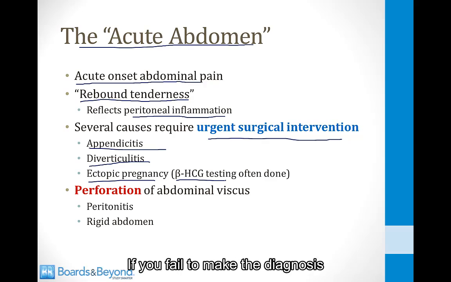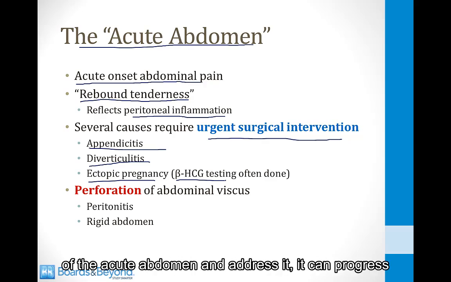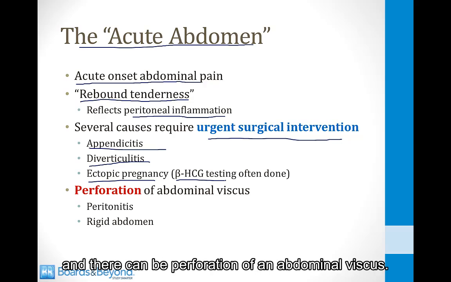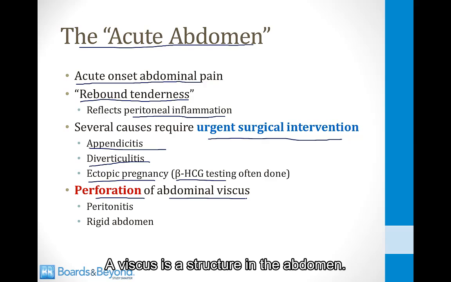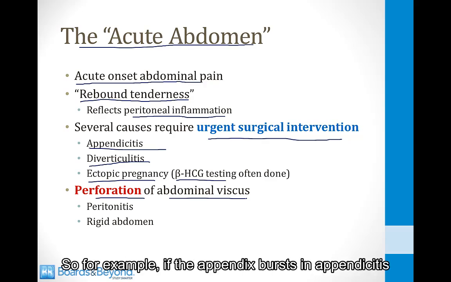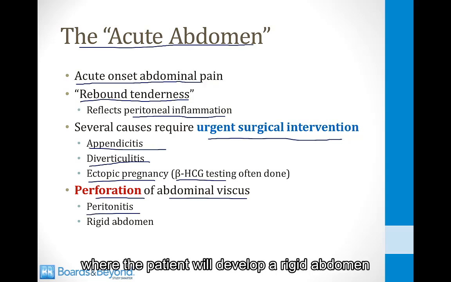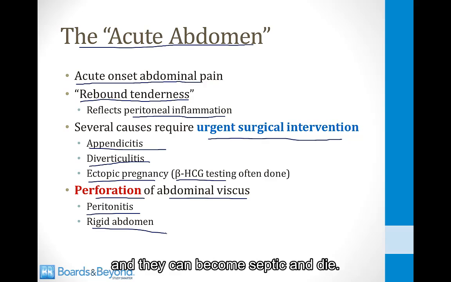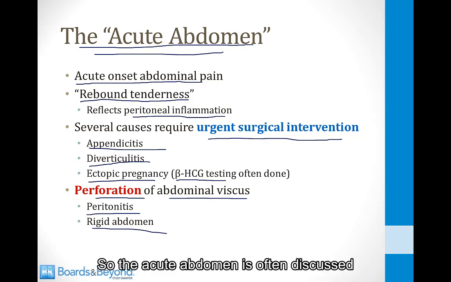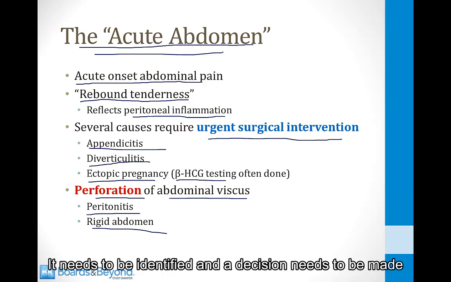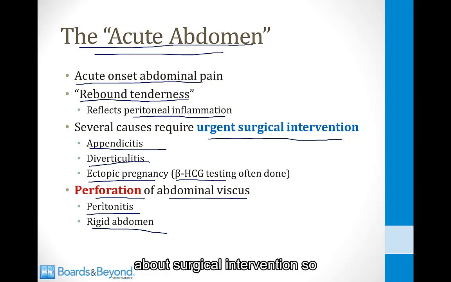If you fail to make the diagnosis of the acute abdomen and address it, it can progress, and there can be perforation of an abdominal viscus. A viscus is a structure in the abdomen. So for example, if the appendix bursts in appendicitis, this can lead to peritonitis, where the patient will develop a rigid abdomen and they can become septic and die. So the acute abdomen is often discussed on surgical rotations. It needs to be identified, and a decision needs to be made about surgical intervention so that we can avoid these life-threatening complications.